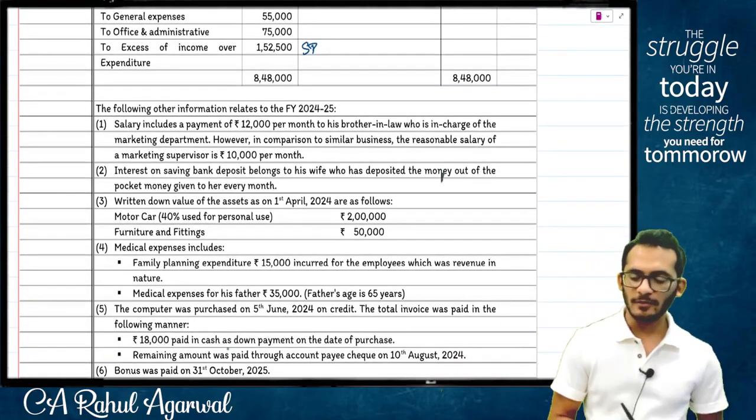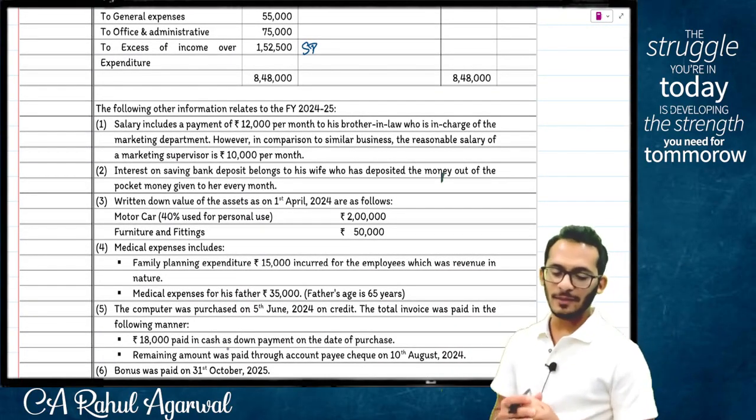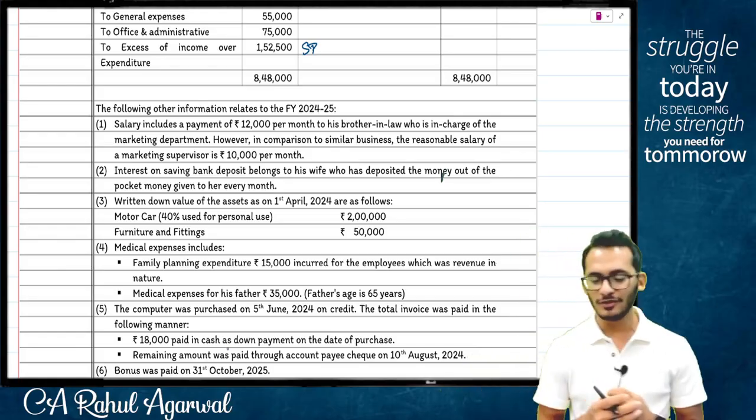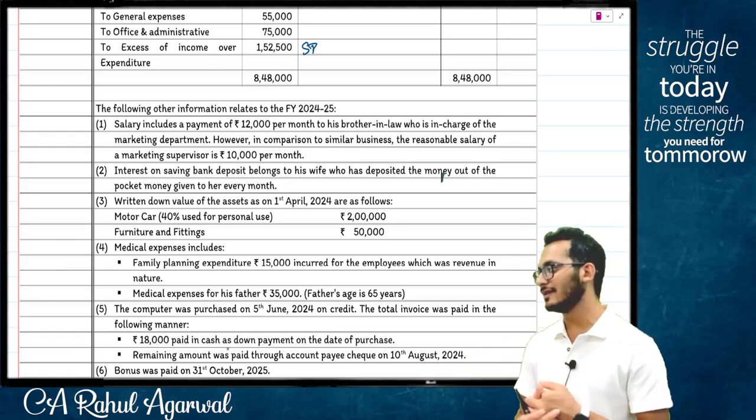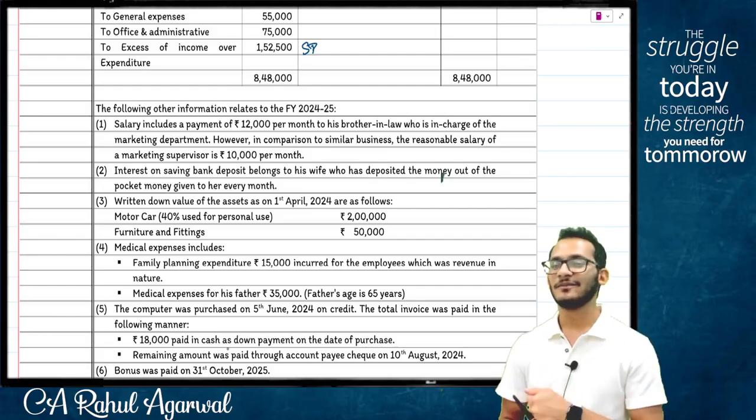Yes. The following information is given to you. Salary includes a payment of 12,000 to brother-in-law who is in charge of marketing department. Similar comparison of business, reasonable salary is only 10,000 rupees.